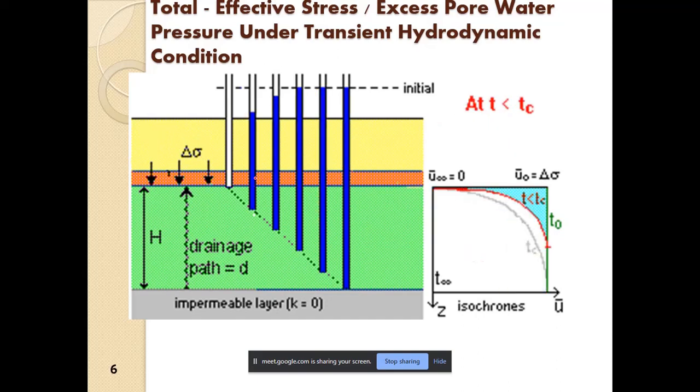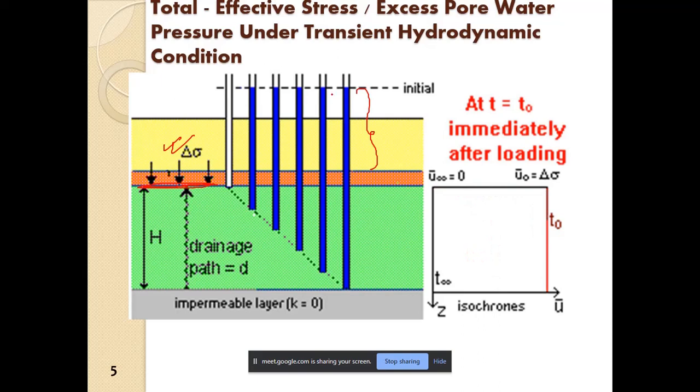So what will happen in this case is, as soon as we load the soil, the pore water pressure increases. So here we will have an increase in delta sigma, all right, and an increase in pore water pressure.